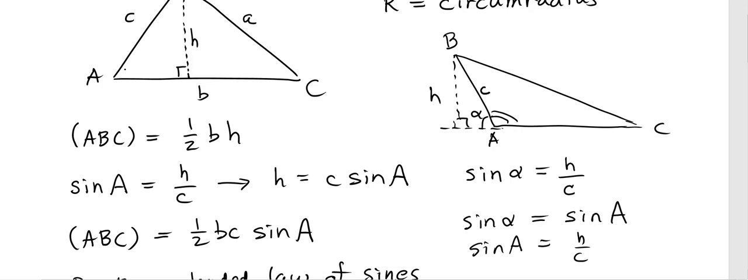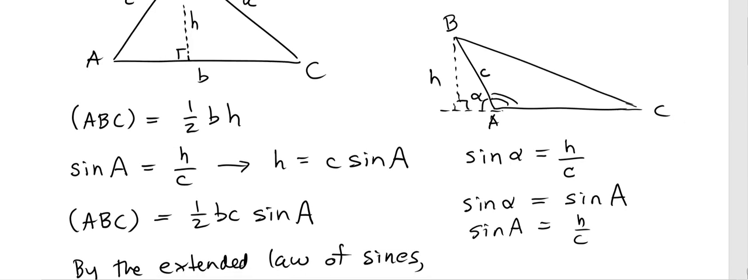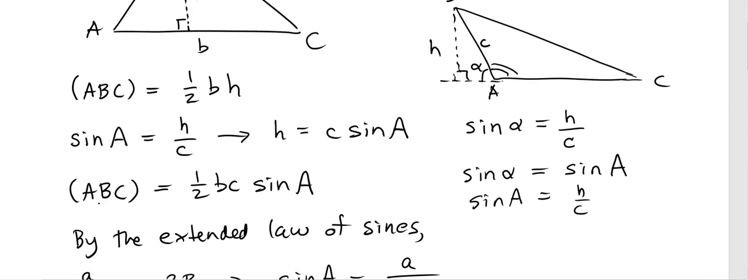So it doesn't really matter whether it's acute or obtuse, you can still derive this same formula. The area of a triangle, any type of triangle, is equal to 1/2 times the product of two sides times the sine of the angle between them. Okay, so that completes the proof.